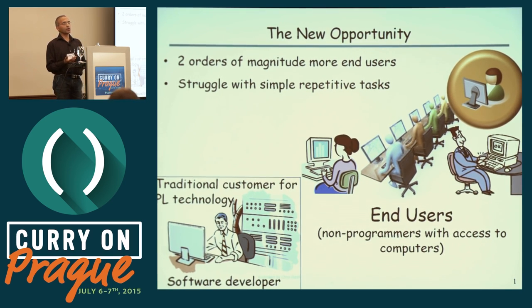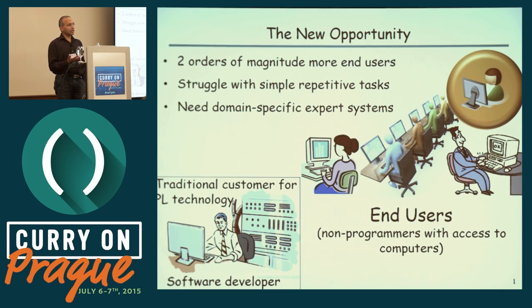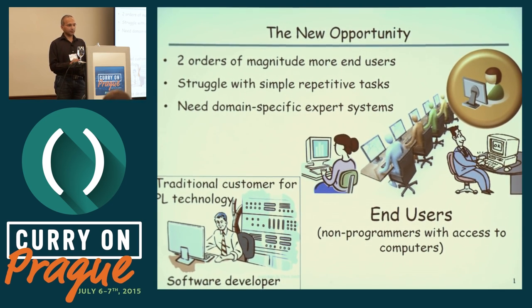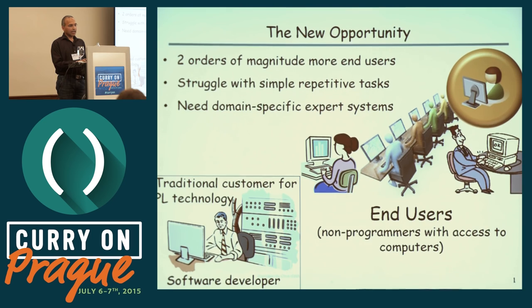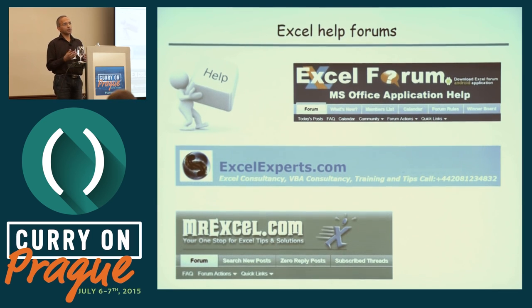One option is to insist that they be trained to become programmers, or the other option is to provide them some domain-specific expert systems that can help them with their tasks. So what is it that these people typically struggle with? To study this, I went and looked at help forums.